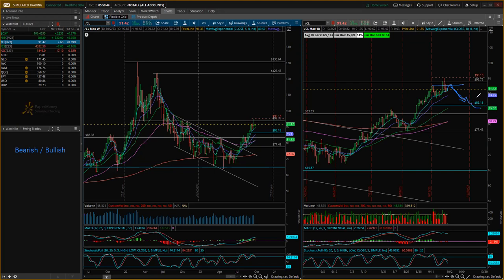It might revisit 86 or even come down to test the 83 level over here. But long term, I'm bullish on crude oil. There's a couple of reasons. One is that I think there will be one more rally before crude oil goes down. When we go through recessions, I think crude oil eventually will come down. But before that, I think we will have one more rally.